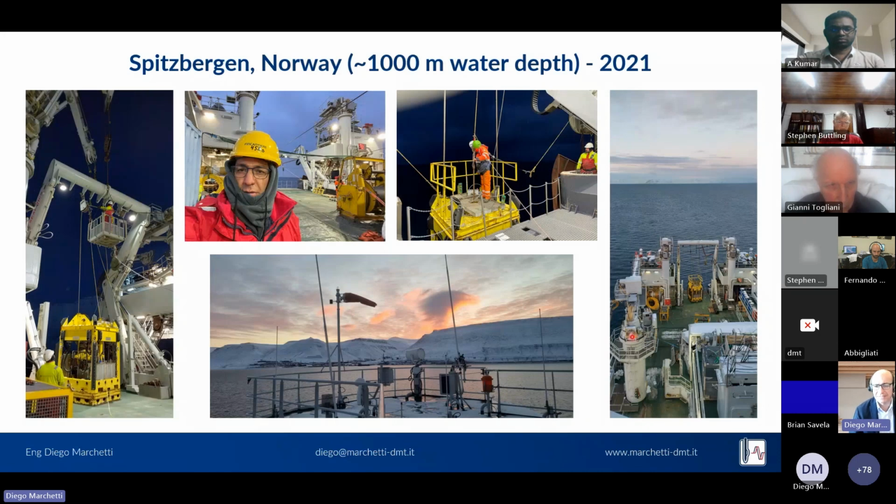One of the most fascinating projects we participated in was in Norway. In this case, the Medusa DMT and the seafloor penetrometer of the Manta were combined for operating up to 1,000-meter depth of water.